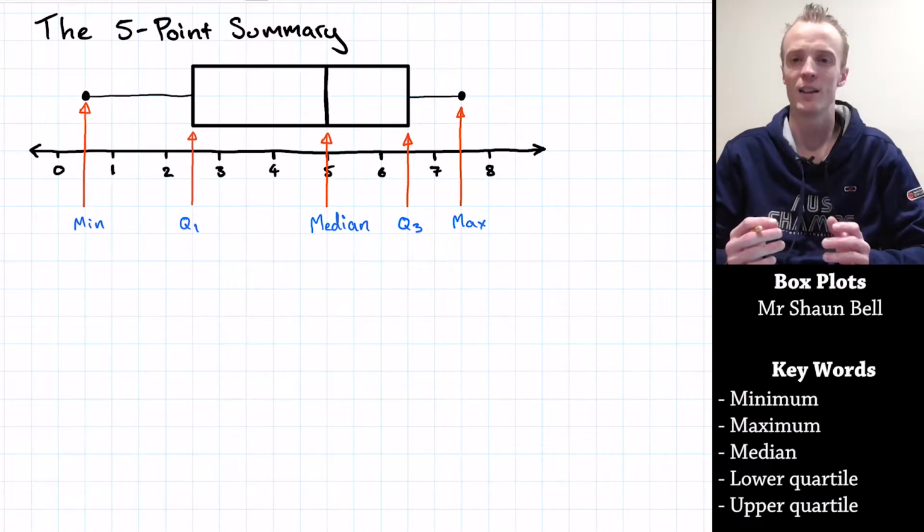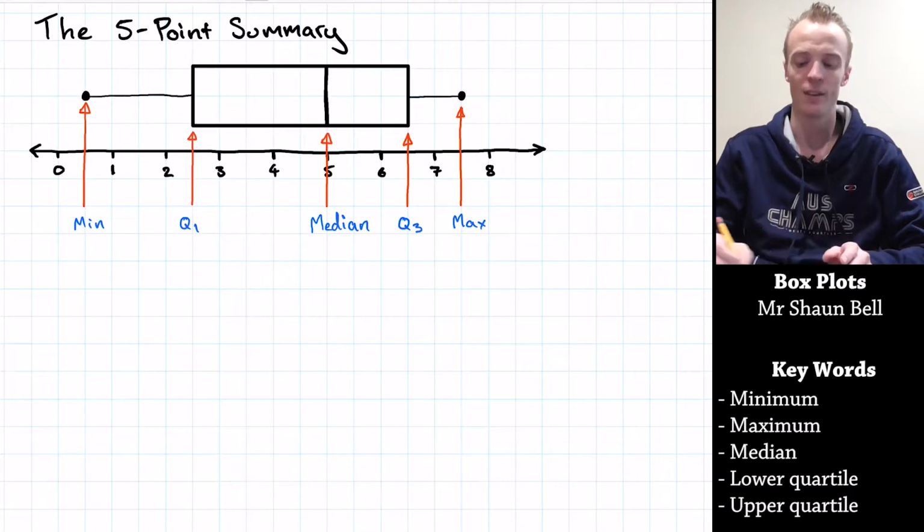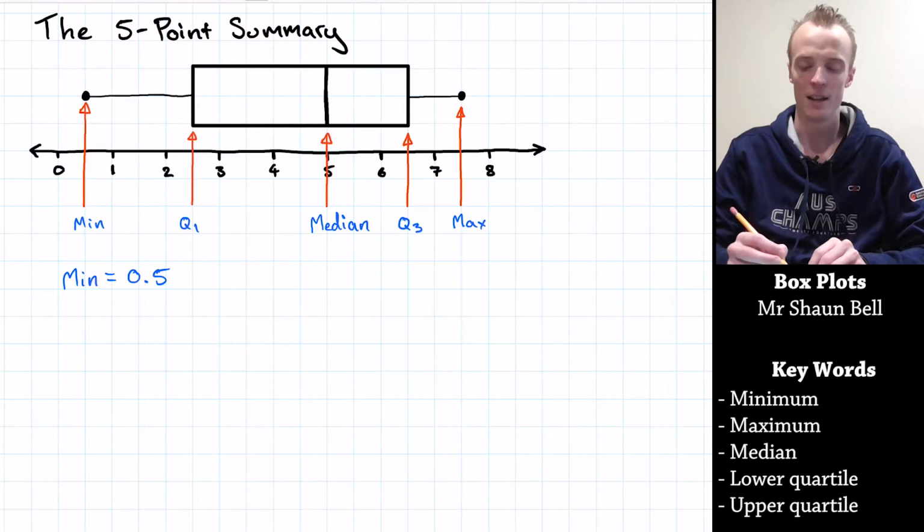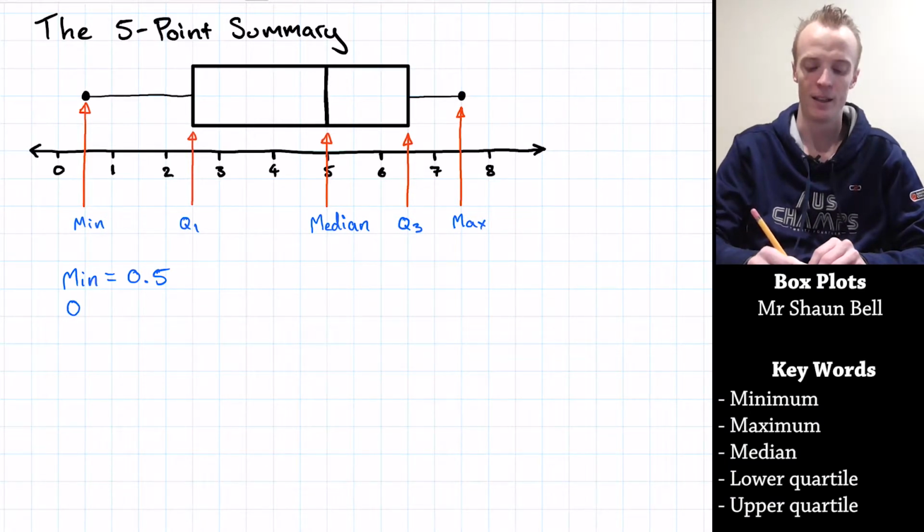So if the question asks to find a 5-point summary using a box plot, we need to find these 5 data values. So let's do that. Now the first data value is the minimum, which in this case is equal to 0.5. The second point we can easily find is the lower quartile, which is equal to 2.5. Next we can easily find the median, which is going to be equal to 5.